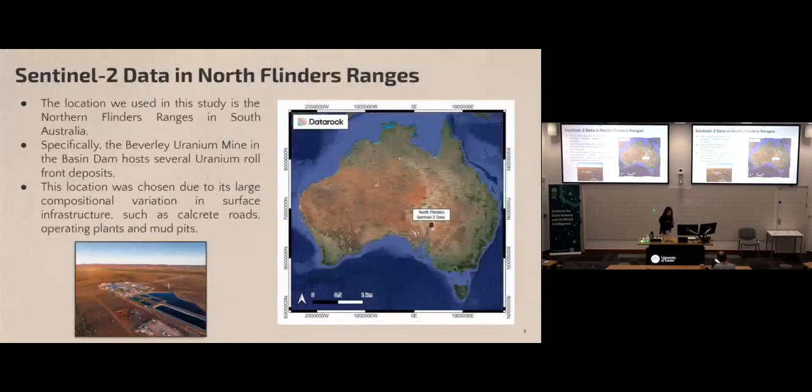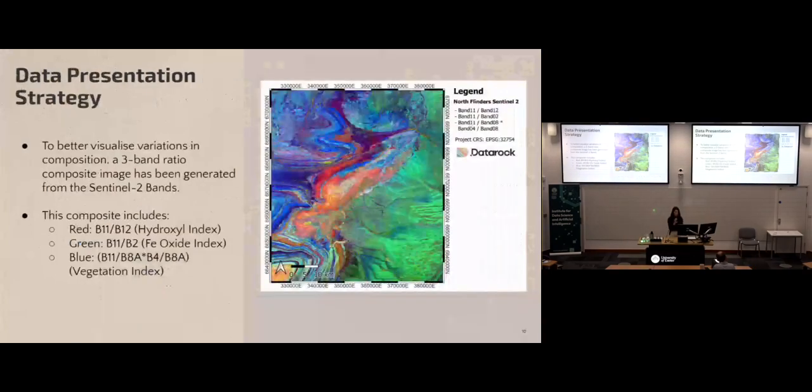The area that we have used in this study is the North Flinders Ranges in South Australia, specifically the Beverly uranium mine in the Frome Basin, which hosts several uranium roll-front deposits. Mainly because of its variational composition, such as calcareous roads and operating plants and mud pits. For visualization, this is the Sentinel-2 spectral imagery in that area.